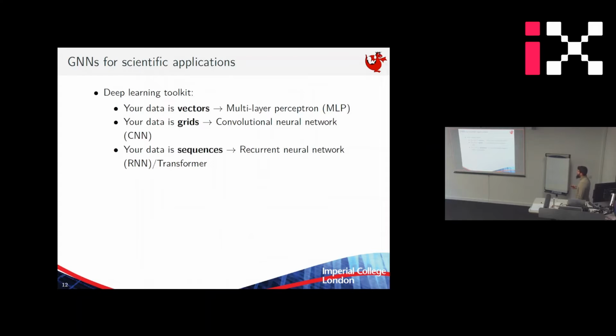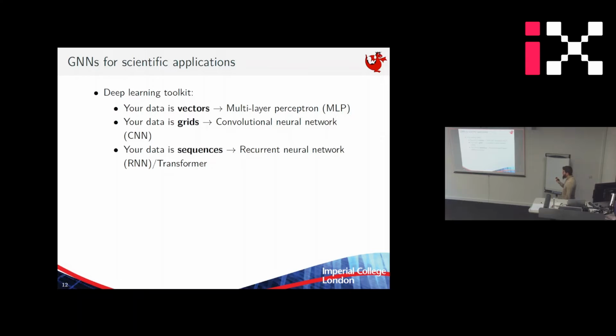So they're everywhere. Usually when you deal with deep learning problems, you have this kind of toolkit. Depending on the modality of your data, what your data is, you want to go with a certain approach. If your data is vectors, multi-layer perceptron. If it's grids, convolutional neural networks, in particular for images. If your data is sequences, recurrent neural networks, or more recently, transformers.